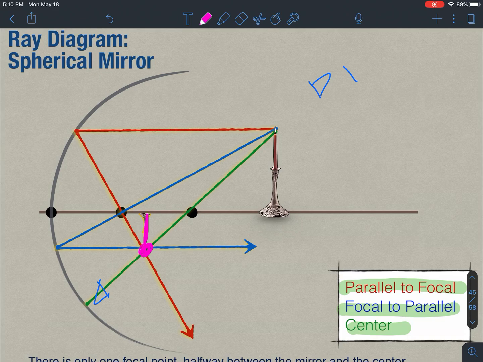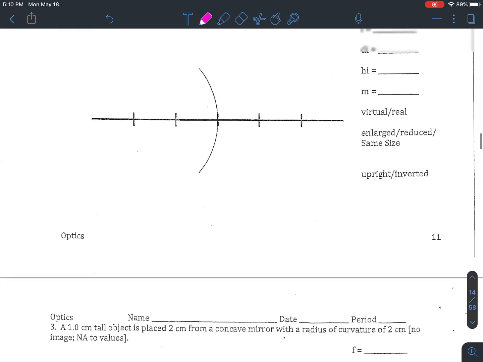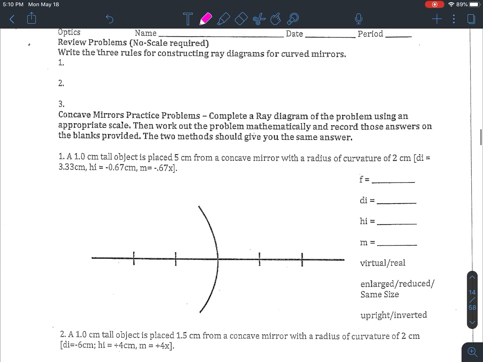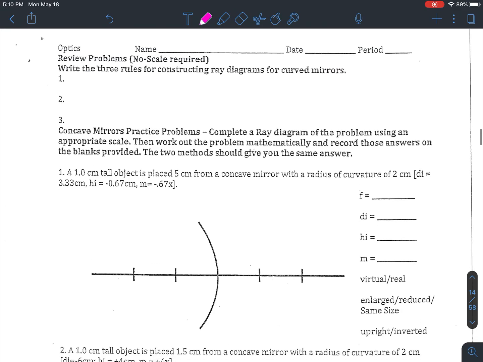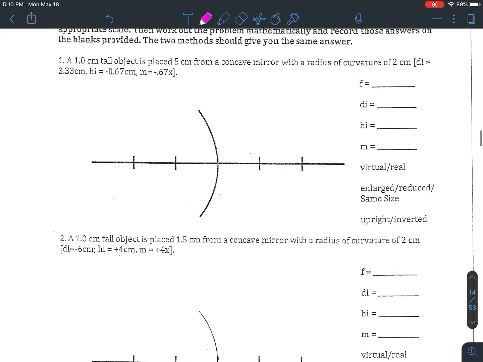So pretty easy to go through those three rays again. Our rules of if I do, I die, and hi ho die do, those two equations still apply. And we're going to do some practice with those. So if you take a look at your packet now, page 11, number 1. Again, those three rules are the same: focal to parallel, parallel to focal, and center.